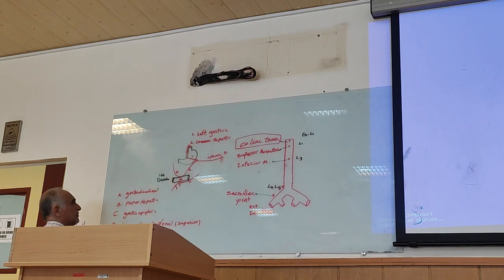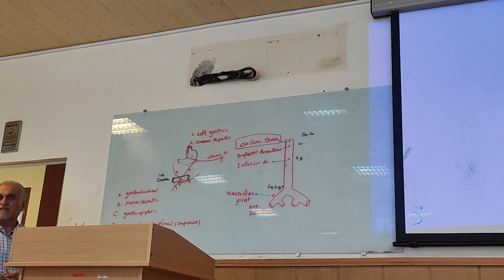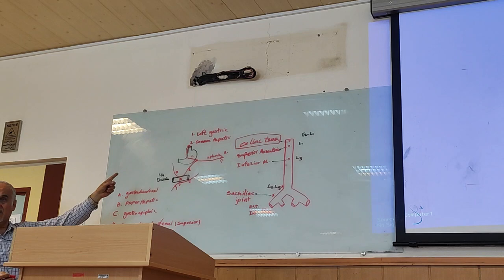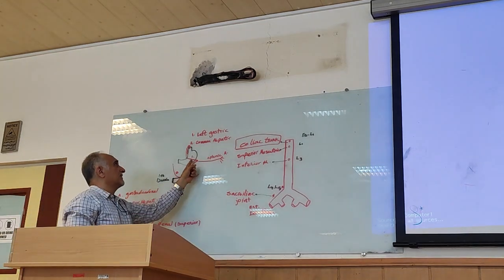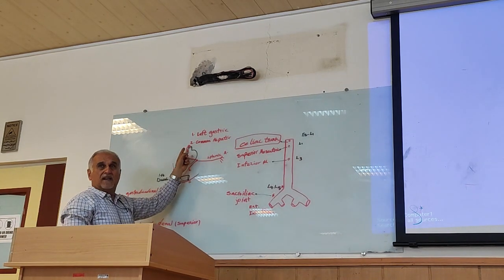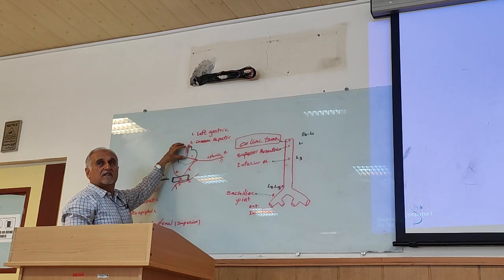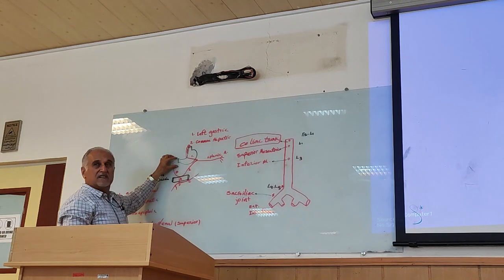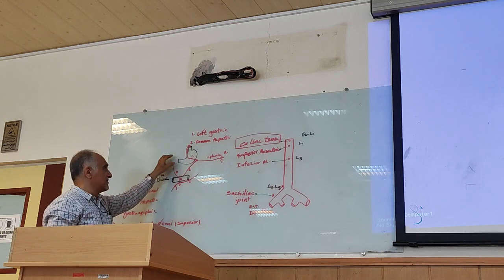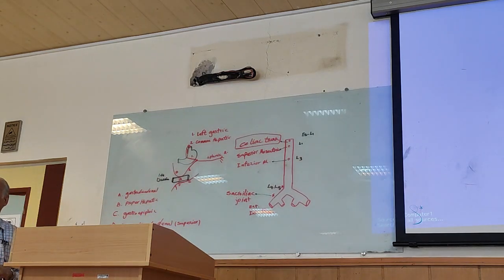First part of the duodenum. How does the left gastric supply the duodenum? Look here, the left gastric goes up and to the right and just supplies this part. The duodenum is here. We are speaking about the duodenum and this part.